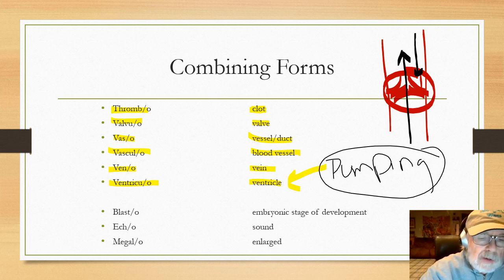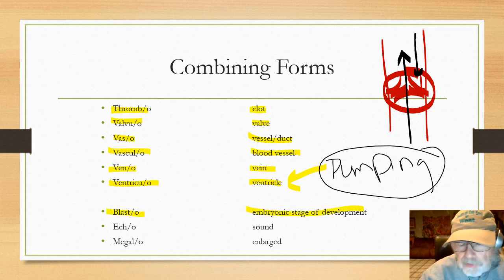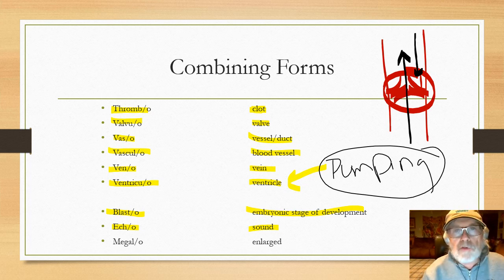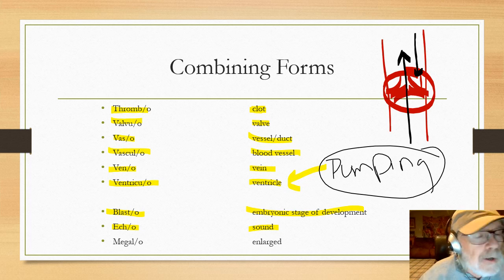A couple other words here that we should talk about, and they really don't make much sense right here. Blasto means the embryonic stage of development. Okay, we won't really talk much about that. Echo means sound. Sometimes if they want to look at how the heart functions, they take an ultrasound and put an ultrasound transducer over the heart, and they actually see the muscles of the heart and the valves working. You can see the size of the chambers, and that's called an echocardiogram, because I use an ultrasound to be able to look at that.